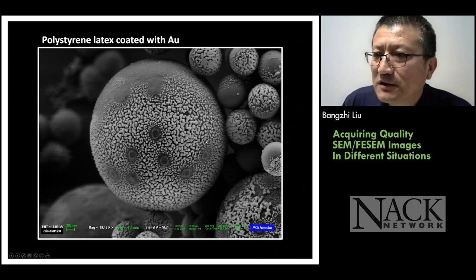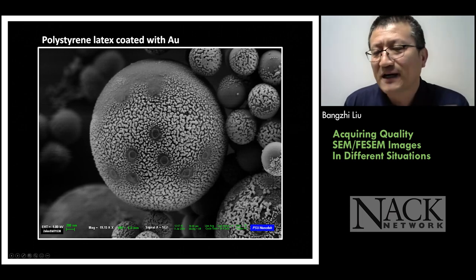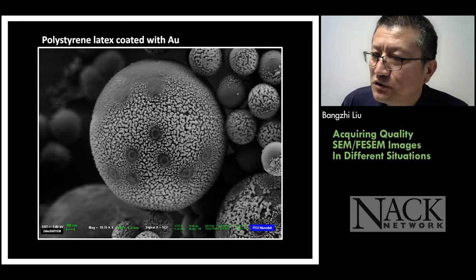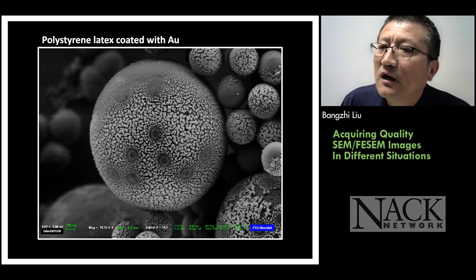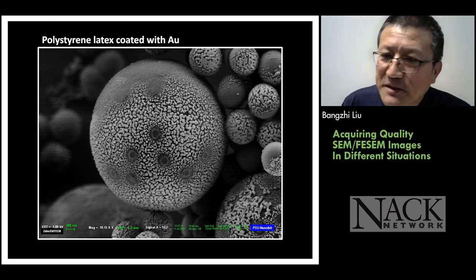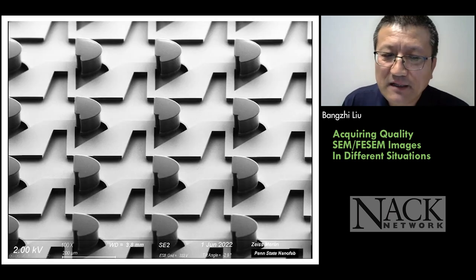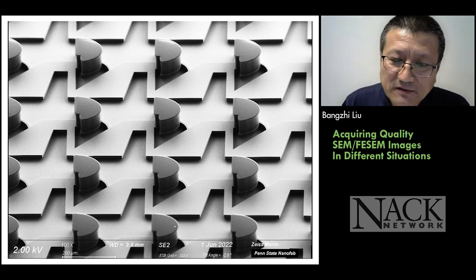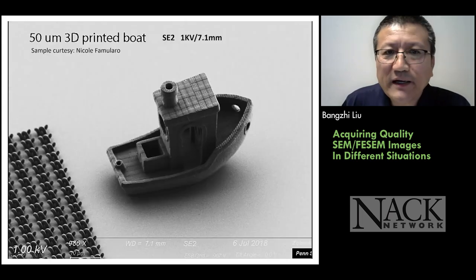Sometimes the in-lens detector is the most common detector people use, and people just stick to it and never change the detector. But for some samples you want to use SE2 to get the information you want. See this one, a device sample. You see the shadow effect, so it gives you a real sense of the topography. That's when you want to use SE2. And this one, SE2 again, and it's a little boat.